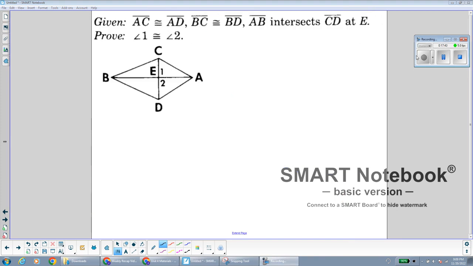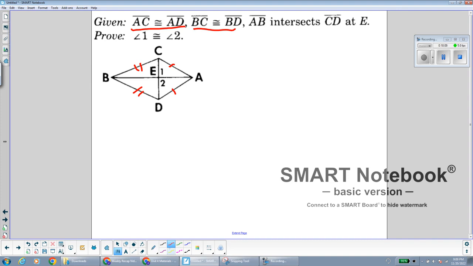Okay, this one's a little bit different. So we have that AC is congruent to AD. We have that BC is congruent to BD. And we see that AB intersects CD at point E. Nothing about bisecting. Let's not make things up that are not here. So no bisector, just intersects CD at point E. And our goal is to prove that angle 1 is congruent to angle 2.